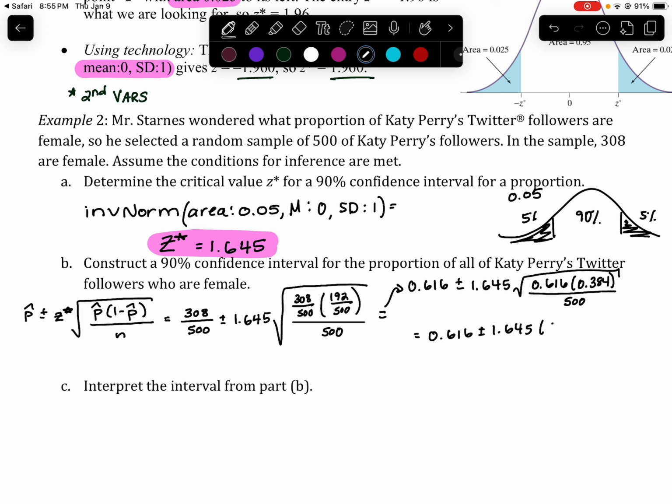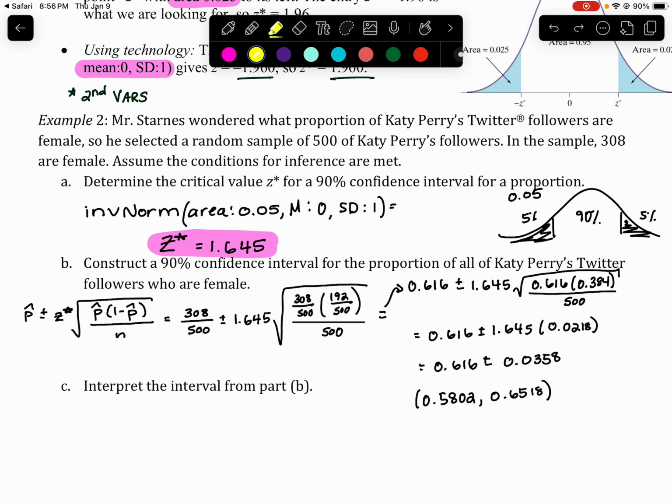The whole thing under the radical gives us 0.0218. And then if we simplify that, we get 0.616 plus or minus 0.0358. So now we have our interval. If I take my 0.616 and subtract my 0.0358, I get a lower value of 0.5802 and an upper value of 0.6518. So we have successfully found our first confidence interval.